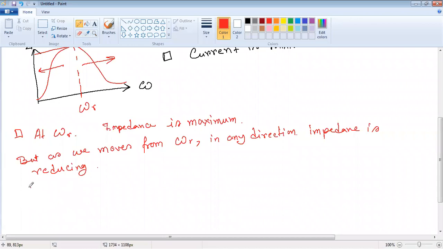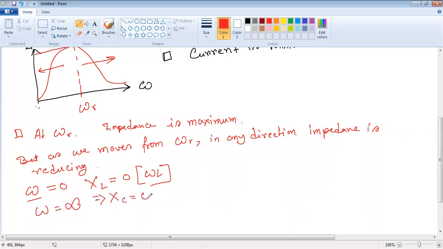Okay, so omega at the zero, xl is zero, because xl equals omega into L. And omega at the infinity, then xc will be zero, as this is 1 by omega C. It is infinity too, so this is zero. So these are the properties of parallel resonance.